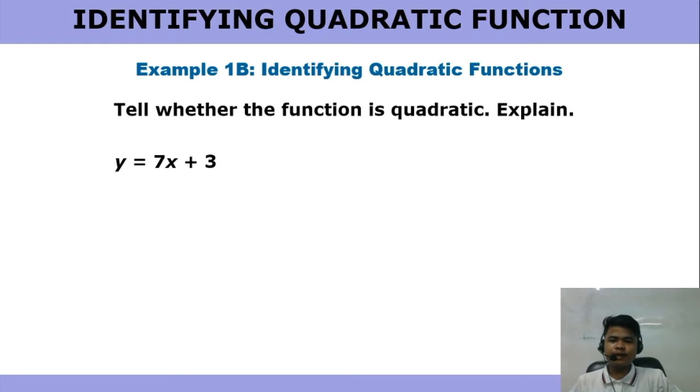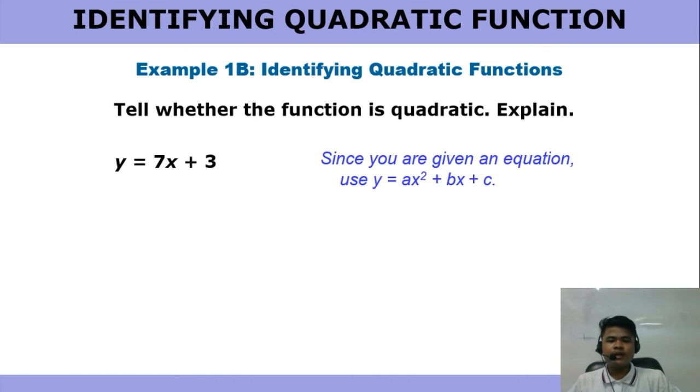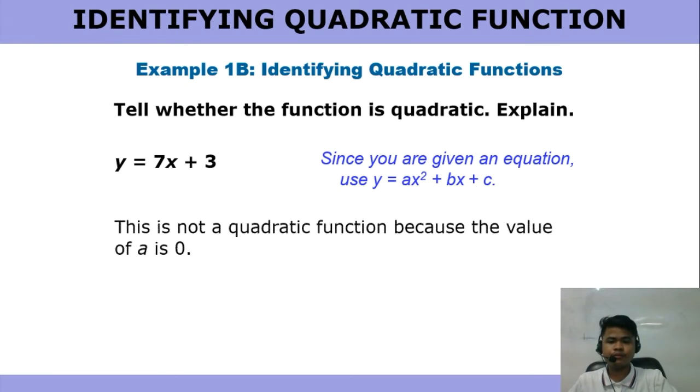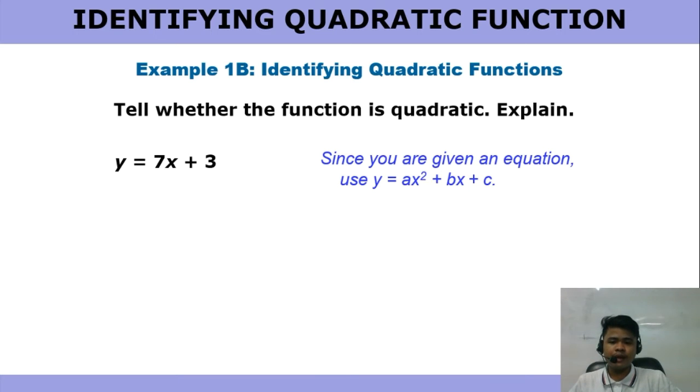We have another example. Tell whether the function is quadratic and explain. Here, the table of values is not given, but the function itself. Let's try to identify whether it is a quadratic function or not. Since you are given an equation, use y is equal to ax squared plus bx plus c, which is the standard form of a quadratic equation. Let us compare the standard form of a quadratic function to the given function.